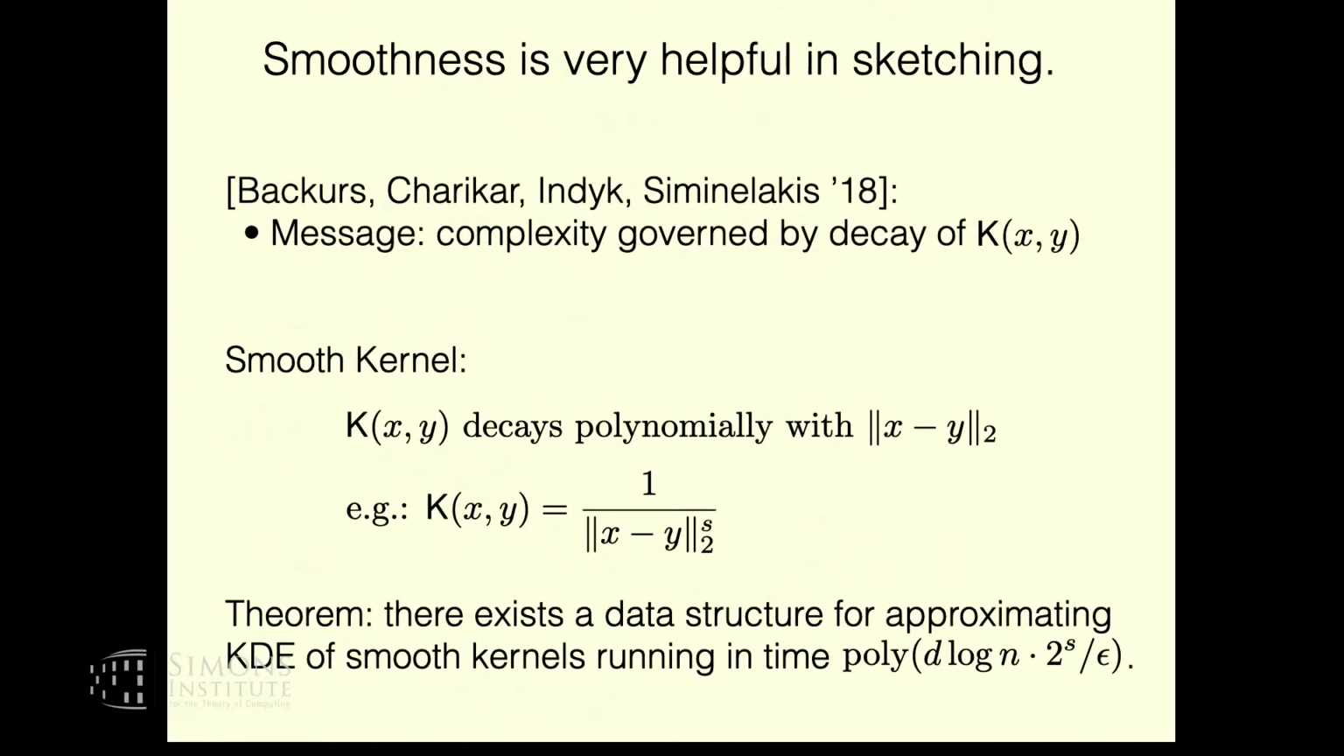There's been some work on this kernel density estimation problem. I'm not going to get into it, but some works carry a very strong conceptual message: this notion of smoothness, or how exactly this function k decays as a function of distance, is very helpful for solving these kinds of problems. In particular, I'm referring to the paper of Backurs, Charikar, and Siminelakis, who showed that if you have a kernel where this function k decays polynomially with the distance, a degree s smooth kernel, then there exist data structures for approximating KDE in time polylog in n with a 1 plus or minus epsilon approximation, with a parameter which grows exponentially, but only in the smoothness parameter s.